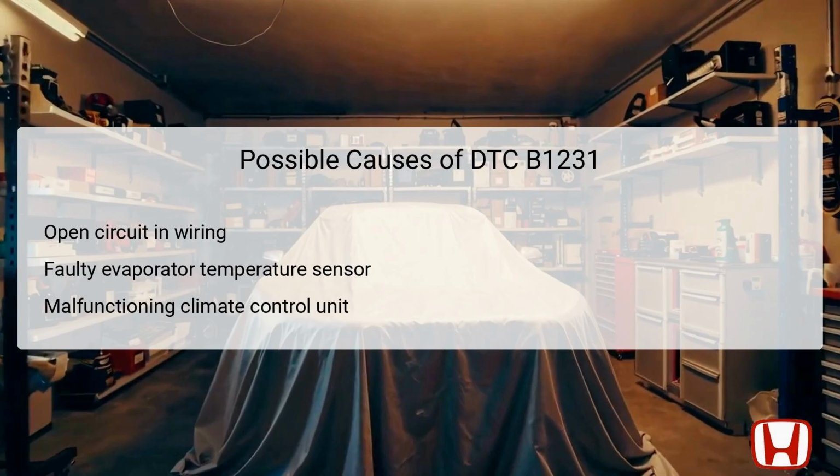Lastly, the climate control unit, which processes the sensor data to manage cabin temperature, may malfunction, leading to erroneous behavior or DTC storage. Each of these causes must be meticulously investigated to pinpoint the exact source of the problem. Successful resolution hinges on accurate diagnosis and systematic testing of the involved circuit components.